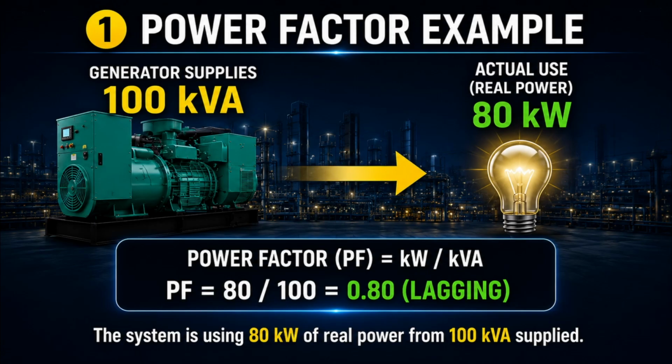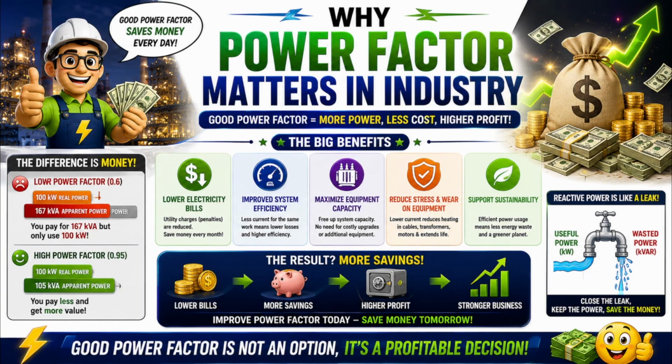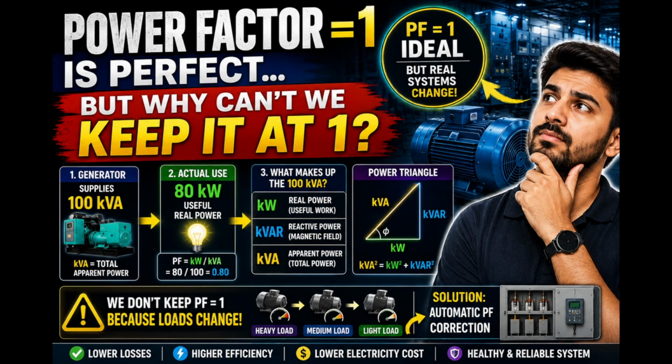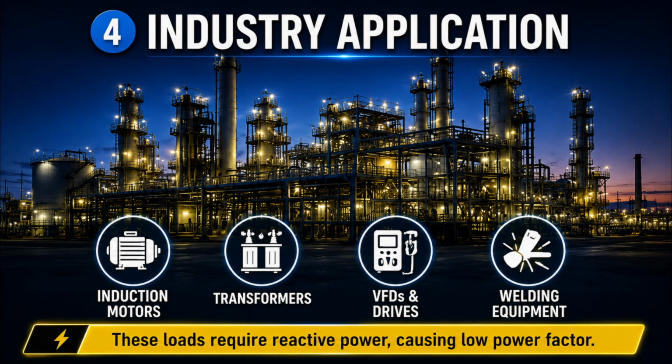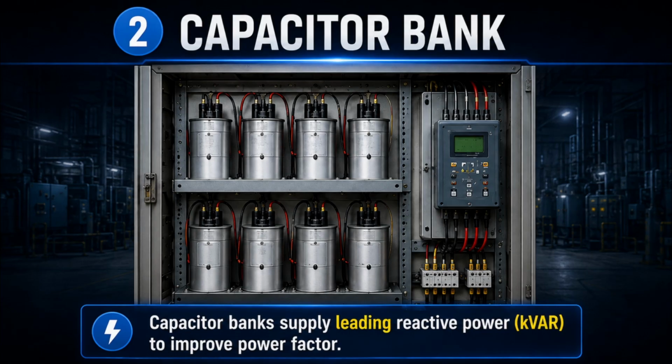Today, we're going to explore another very important topic in electrical engineering, power factor. But this is not just about memorizing a formula. By the end of this lesson, you will understand what power factor really means, why it matters in an industrial electrical system, and most importantly, why we don't simply keep power factor at 1.00, even though we are taught that 1 is perfect. So stay with me, because by the end of this video, you'll have a much clearer understanding of power factor and how it actually works in the real electrical world.